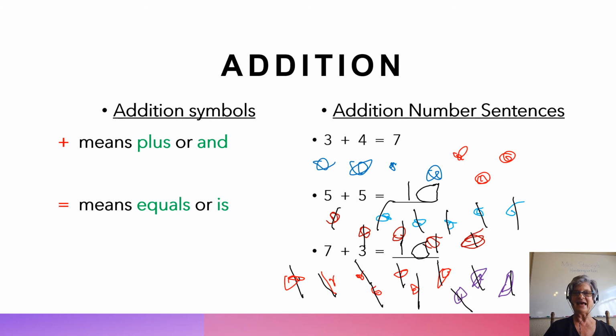Wow. The last two addition number sentences ended with the number 10. So remember, if you have a plus sign that looks like the letter T, it means plus or and. If you see that sign where you see 2 lines, one on top of each other, it's an equal sign or is. That's addition. Addition is when you put things together to make more. Now, the next slide will show you subtraction.